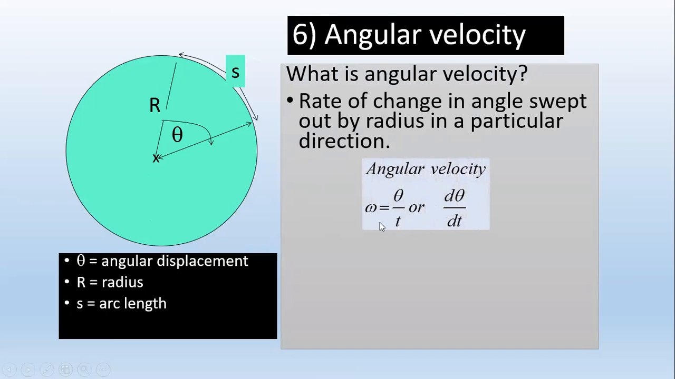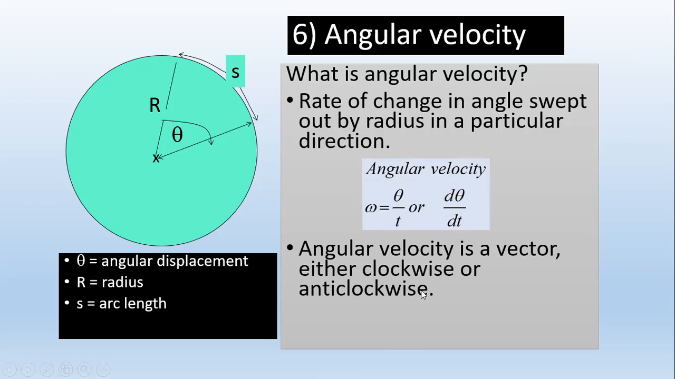So if uniform speed, then we have theta divided by t. But if it's changing, then you have to use calculus, d theta dt. When we come to rate, you have to use calculus. It's a vector, so it's either clockwise or anti-clockwise. Unit, theta is in radian, time is in second, so it's radian per second.